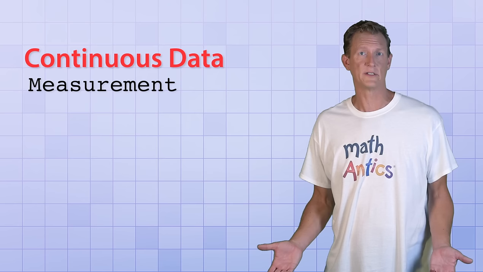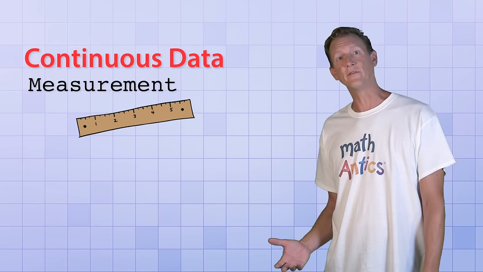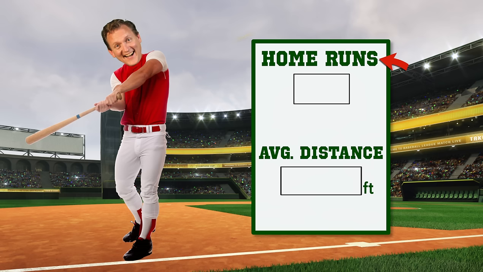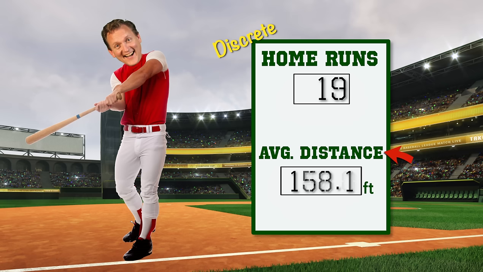Continuous data typically comes from a process of measurement, and the values you get are only limited by the precision of the measurement device you're using. However, discrete data typically comes from the process of counting, which is often limited to specific values like whole numbers or integers. To see the difference, think about two types of data associated with a baseball player. The number of home runs that a player hits each season is an example of discrete data. It can only be a whole number. But if you keep track of the average distance a player hit the ball, that would be an example of continuous data, because it could be any decimal value that you could measure.